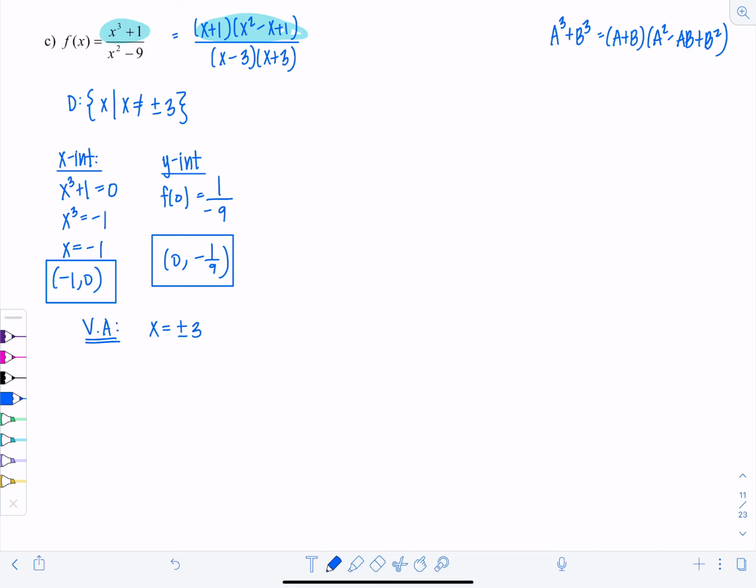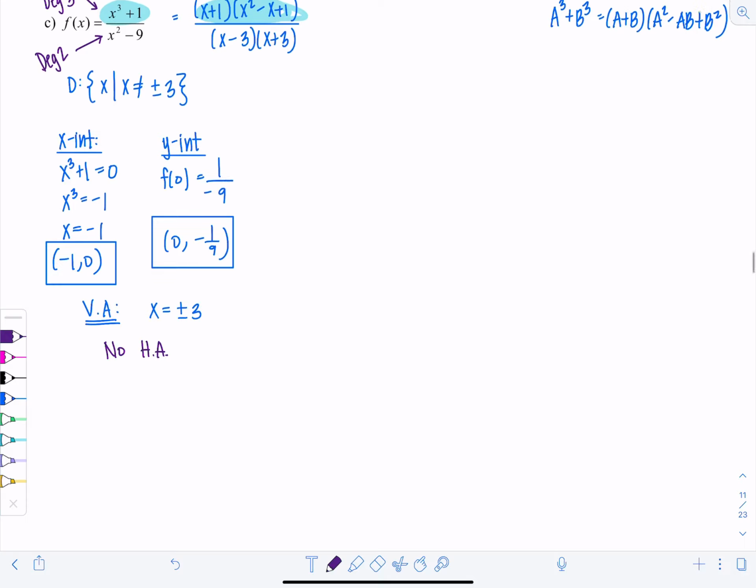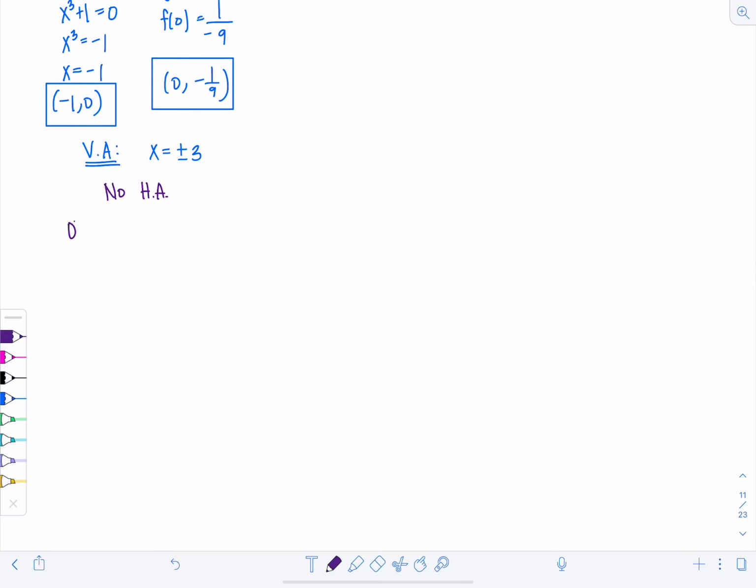And then in this case, notice the degree of the numerator is 3 and the degree of the denominator is 2. Do you remember what this means? If the degree of the numerator is bigger than the degree of the denominator, there's no horizontal asymptote. And if it's exactly bigger by 1, then you have an oblique asymptote. Oblique or slant asymptote, depending on the book. And how do we find its equation? We long divide. Okay, so we talked about this in the previous lesson.